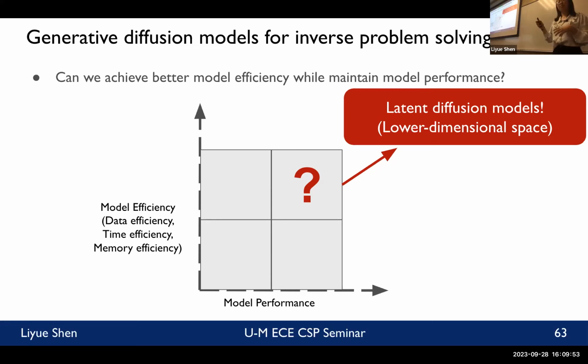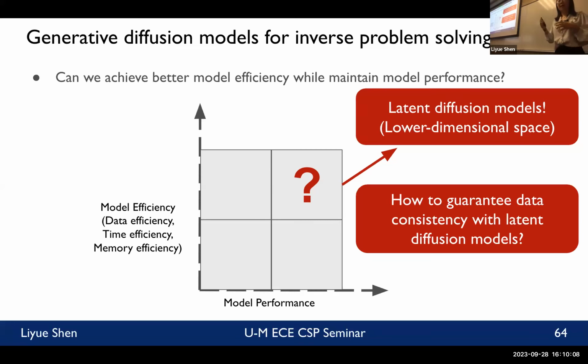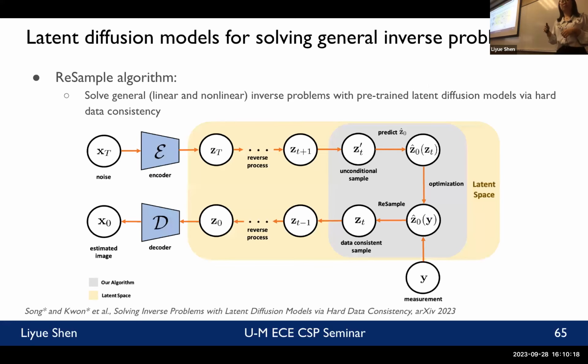So this comes to our hope: if we could do all the things in the latent diffusion, maybe we could make this feasible for high dimensional data, including 3D and also 4D. But the other key challenge is how we can guarantee the data consistency in this case with the latent diffusion model. This really comes to the key research question we want to tackle in this work.